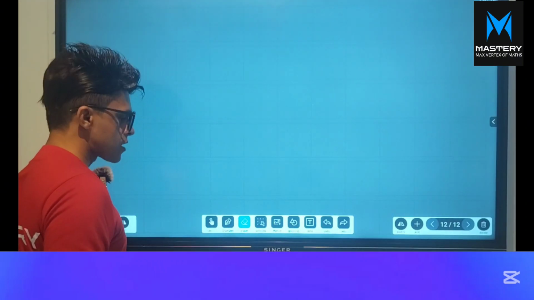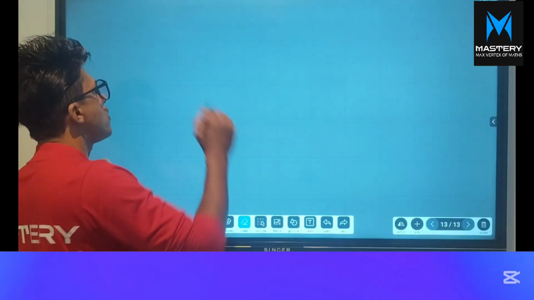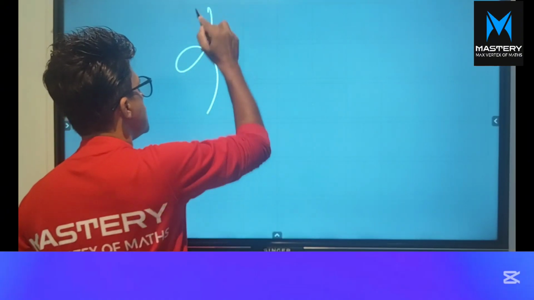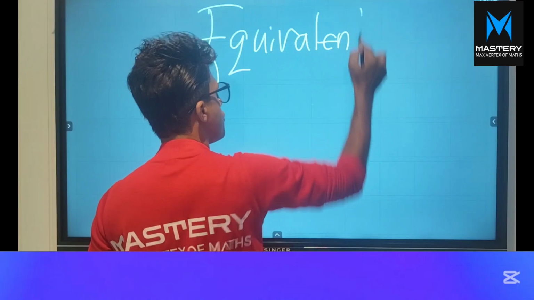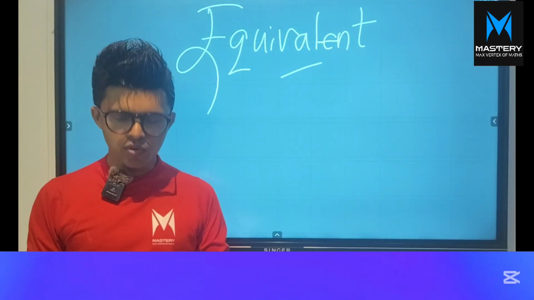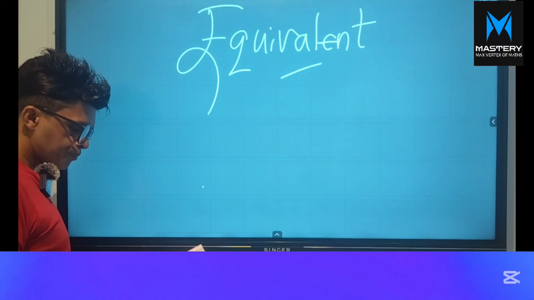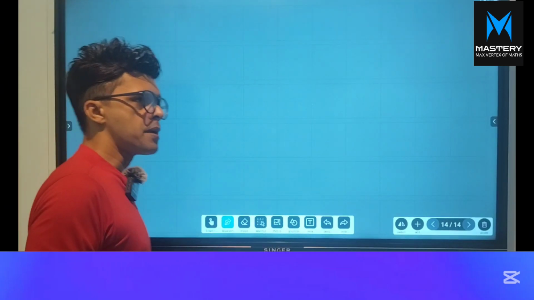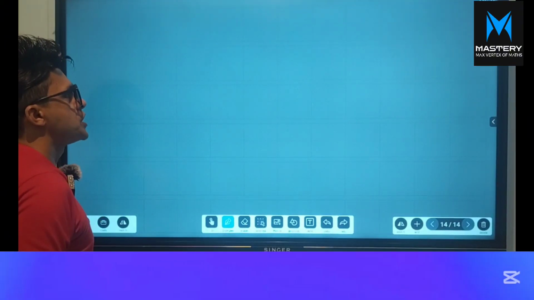The next type of fraction you should know is equivalent fractions. What are equivalent fractions? Equivalent means equal fractions. Then I will teach you this one.